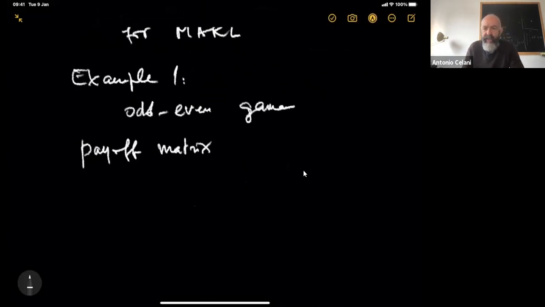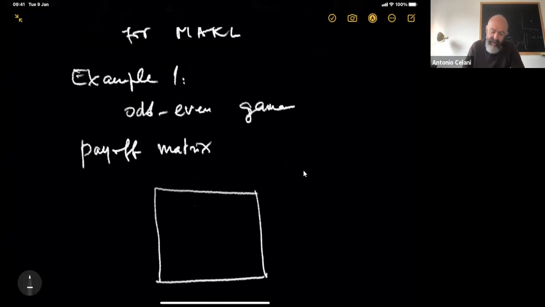In these payoff matrices, we list the actions in the rows and in the columns. So maybe this is player 1. I always forget what the convention is, but it doesn't really matter. So player 1 and player 2. Clearly each player has just 2 options.